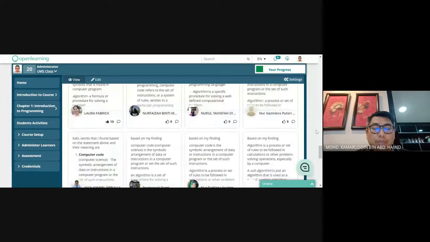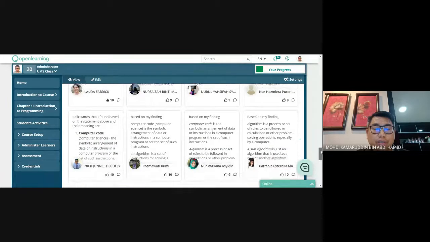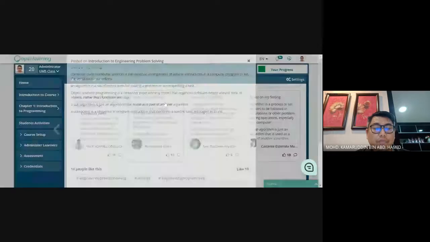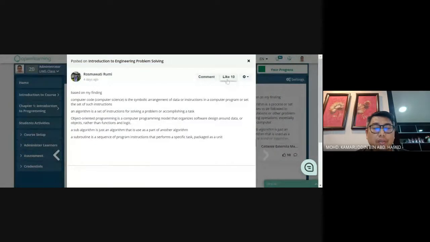Since this is an open-ended question activity, the objective of this open-ended is not to find the right answer. It's just to know your capability of finding the solution from Google. Okay, let's look at this Rosmawati. Okay, 4 hari lepas dia yang jawab ni.